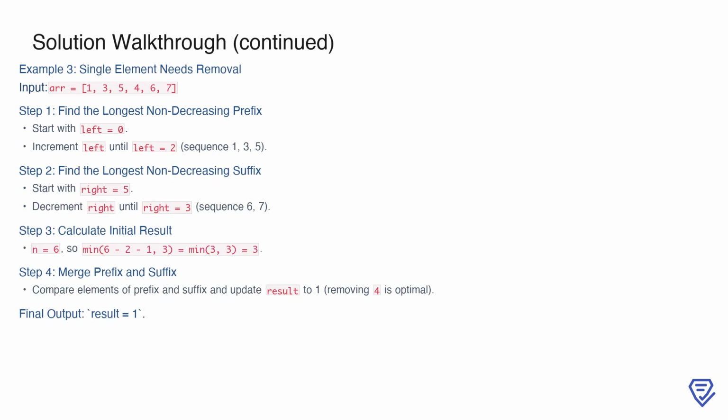For the third example, the array is 1, 3, 5, 4, 6, 7.